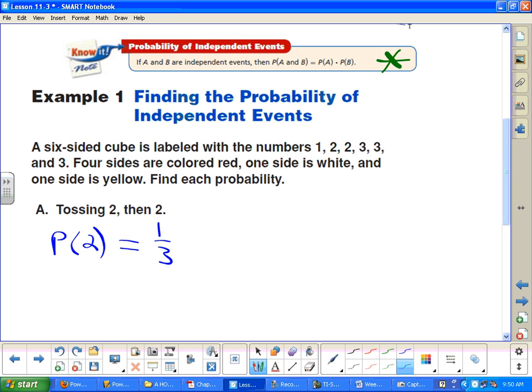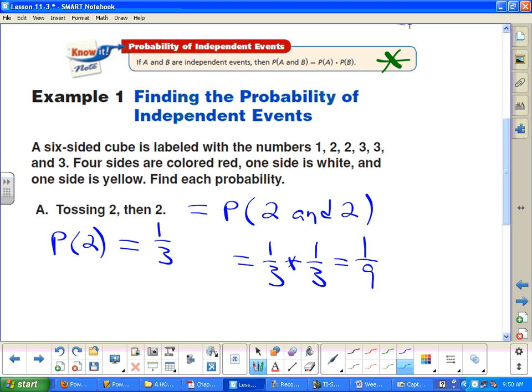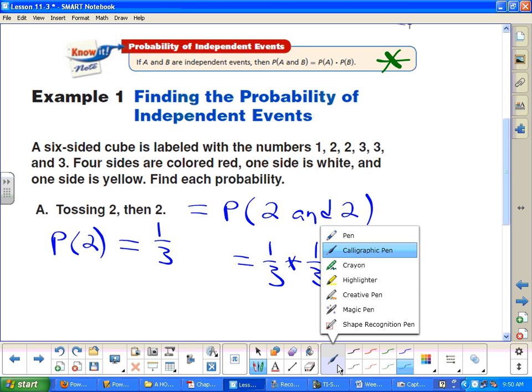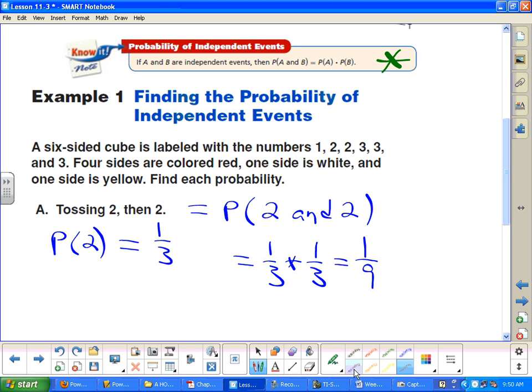All right. So I take that number cube and I roll it again or toss it again. What's the probability I get a 2 the second time? 1/3 again. So what I'm doing here is I want to find the probability of getting a 2 and then getting a 2 again, which would be 1/3 times 1/3 or 1/9. For all you purple lover and crayon people.